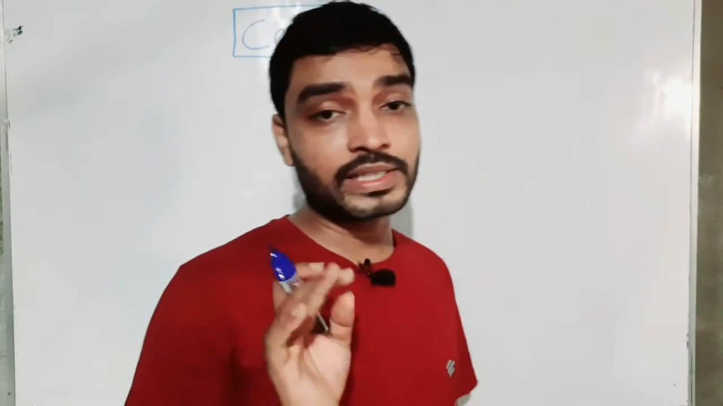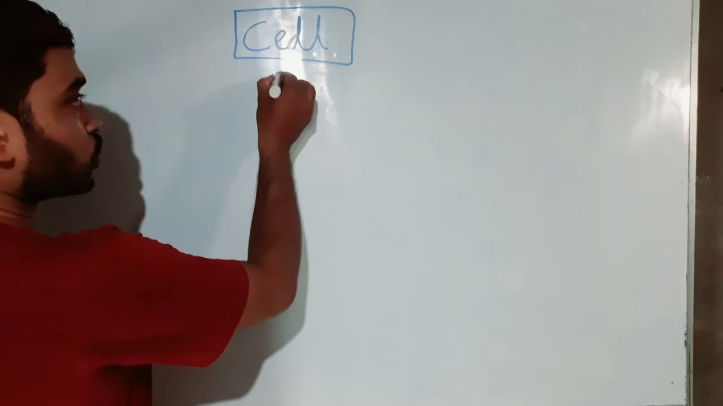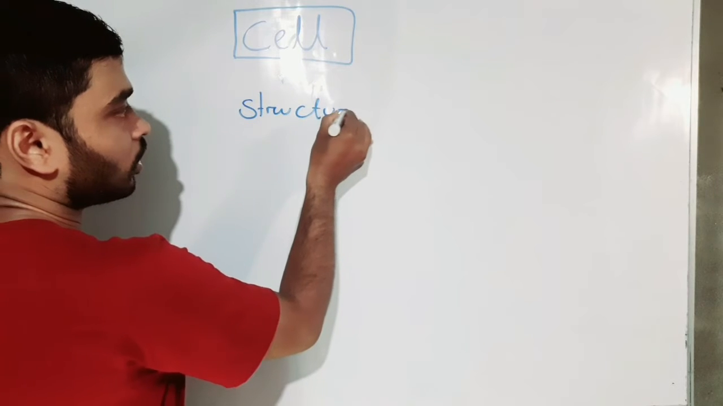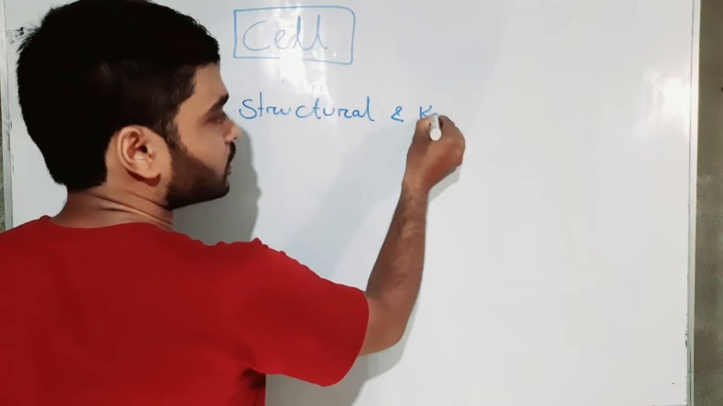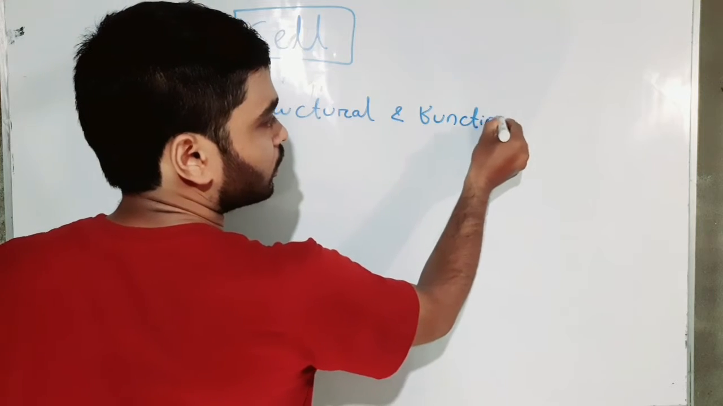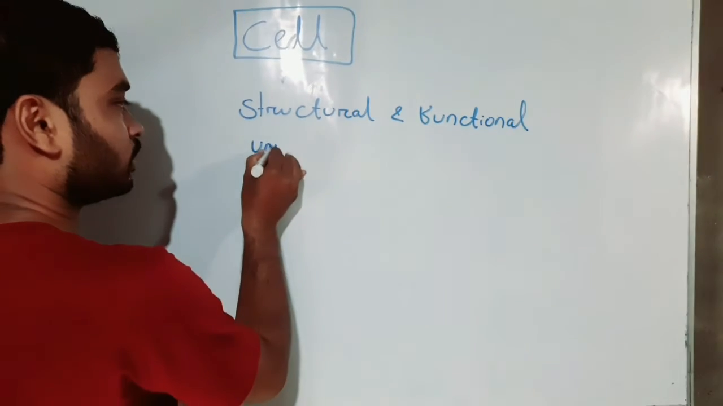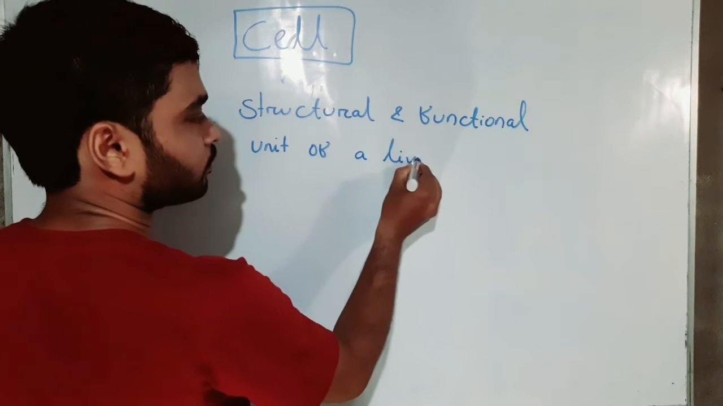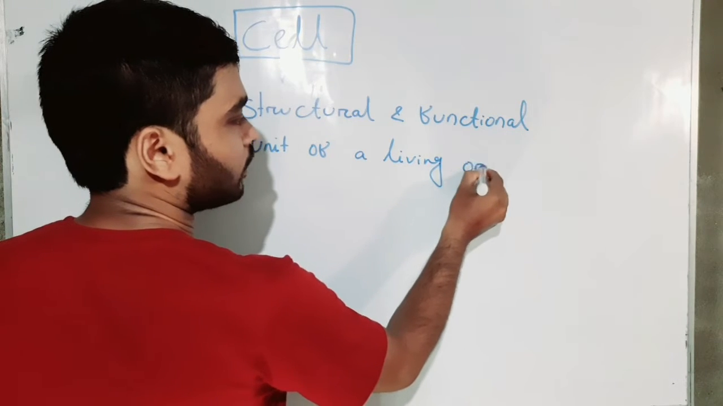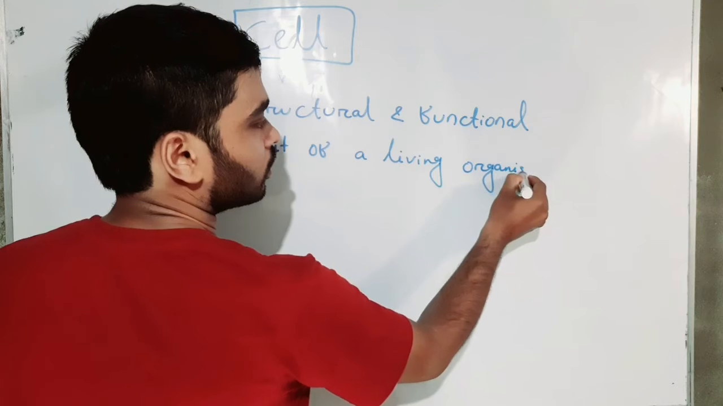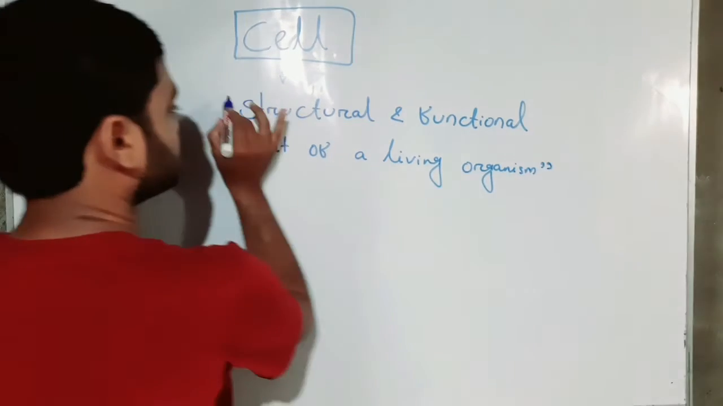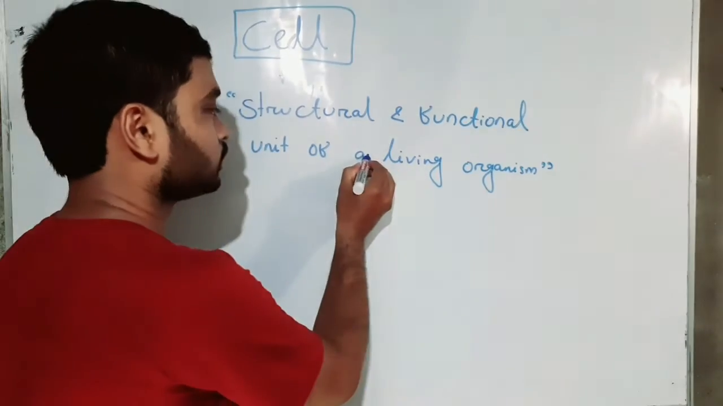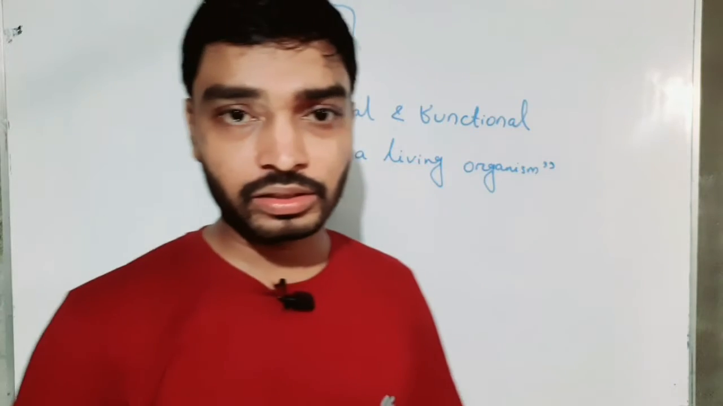So, cell we can define as the structural and functional unit of a living organism. Structural and functional unit of a living organism is considered as the cell.